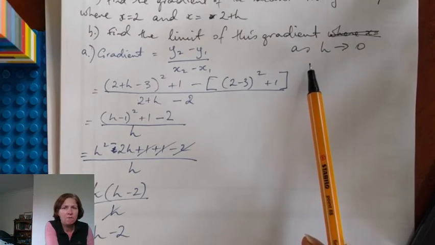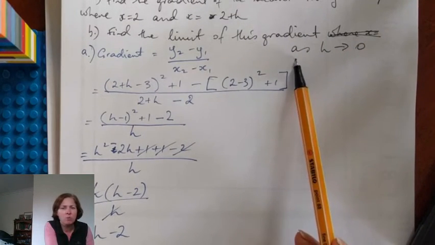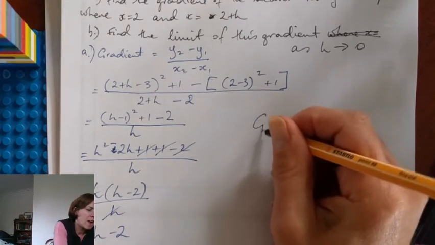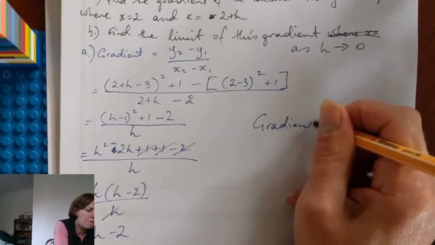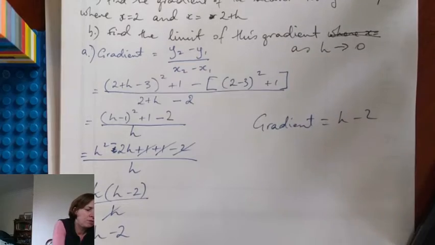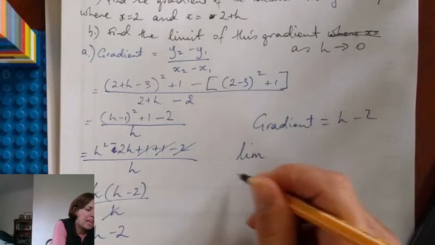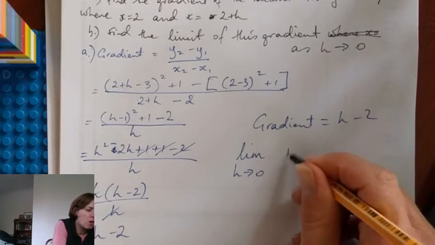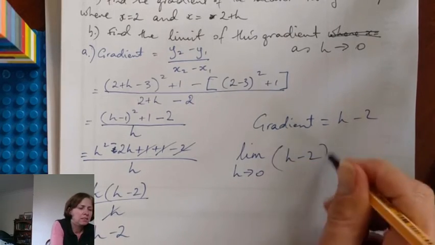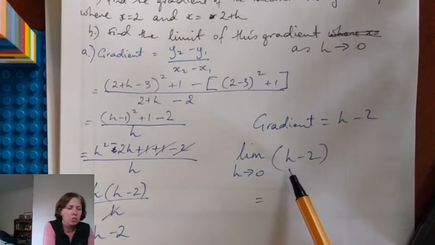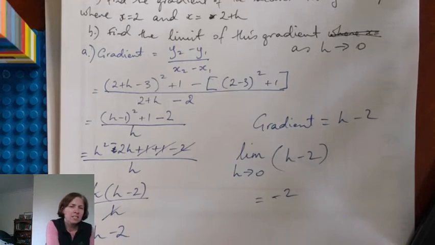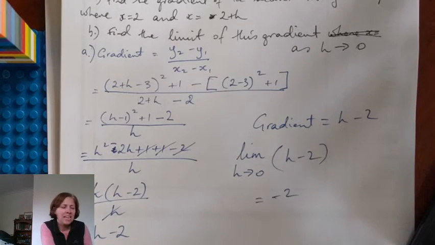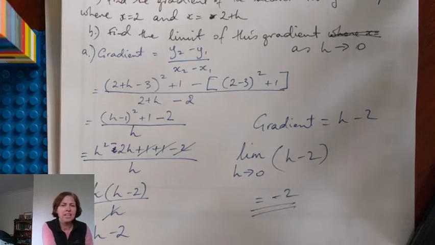Sorry, you can't see that. Find the limit of this gradient as h approaches 0. So the gradient I've already found is h minus 2. I need to find the limit as h approaches 0 of this gradient. All I do is I effectively substitute in h is 0 and I get negative 2. So at the point where x equals 2, I've got a gradient of exactly negative 2.